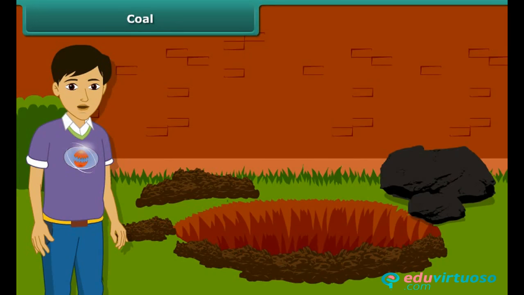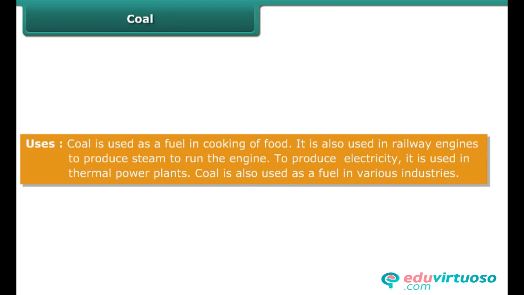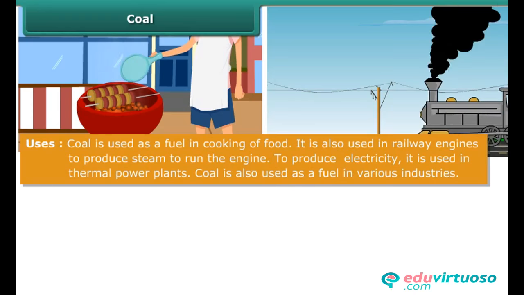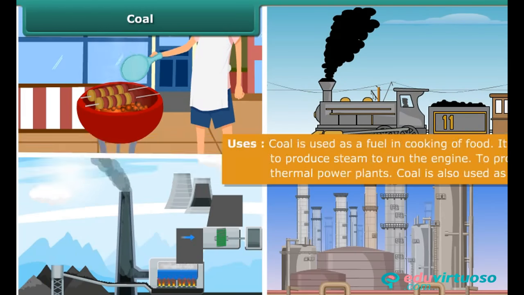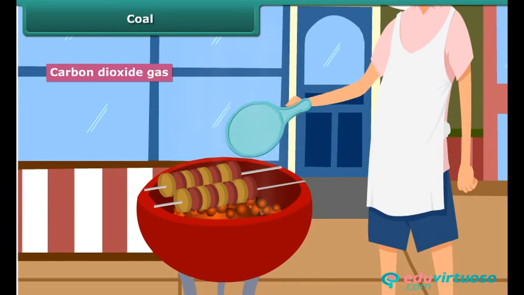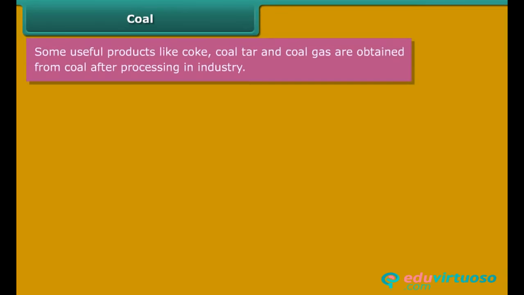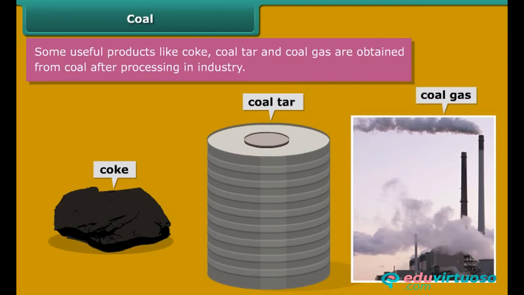You may have seen coal in your surroundings. It is hard and black in color. Coal is used for a variety of purposes such as cooking food, running railway engines, thermal plants, and various industries. After heating in air, it starts burning and produces carbon dioxide gas. You'll be surprised to know that some useful byproducts of coal like coke, coal tar, and coal gas are obtained directly from coal. Do you know how these byproducts are helpful for us?